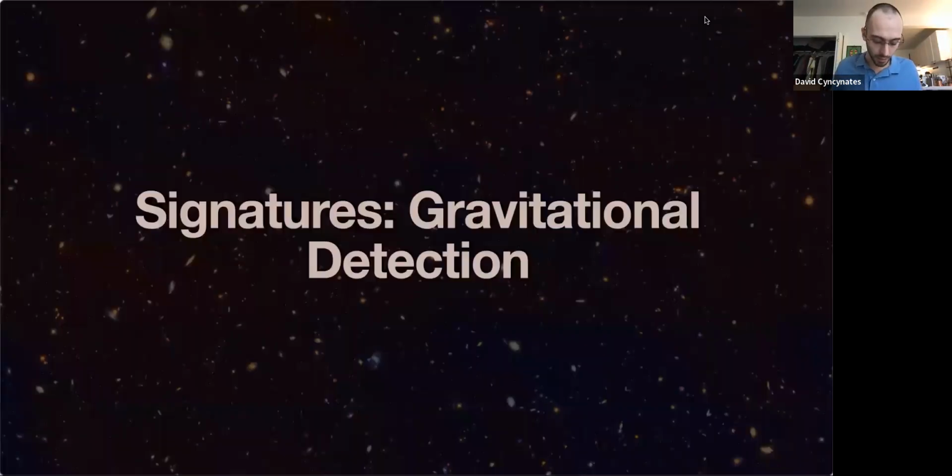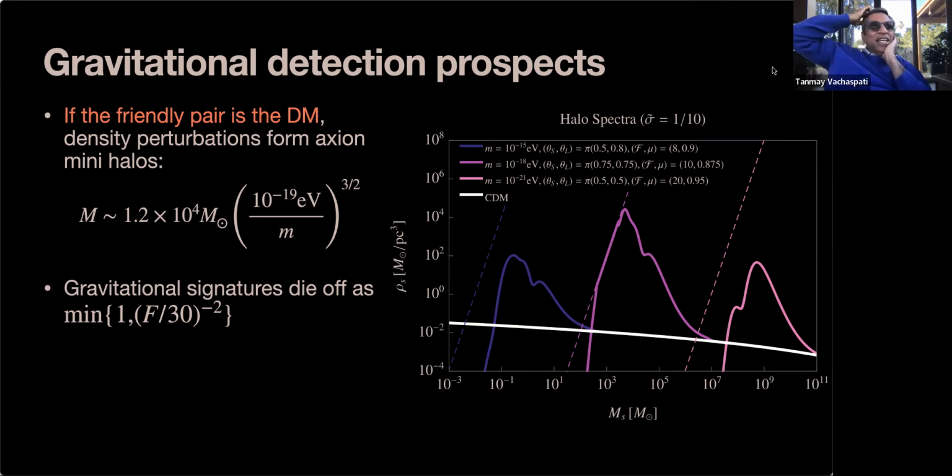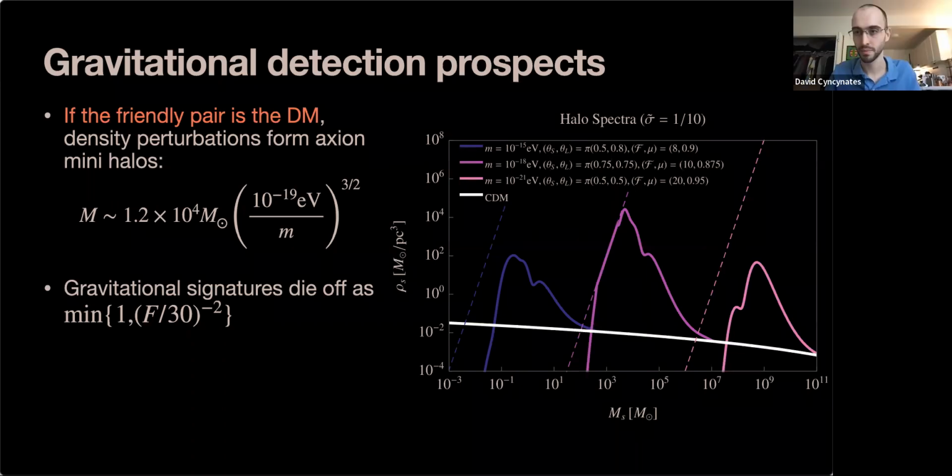Okay, but what about gravitational detection signatures? In the previous section, I was very careful to emphasize that you don't need the friendly pair to be all of the dark matter. In fact, it can be an arbitrarily small subcomponent of the dark matter. Can I interrupt quickly? Yes. So you say that, let's say we find an axion. And then we look close by.